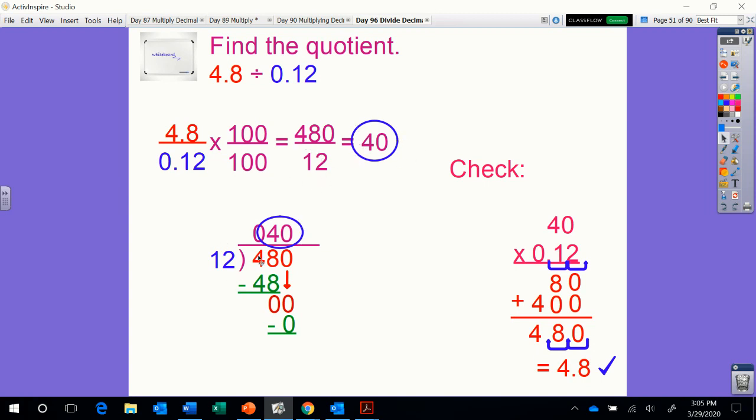So right here, 480 divided by 12, here's your division work. You end up with 40, and then we're going to check. 40 times 1200 should come back to 4 and 8/10. Check.